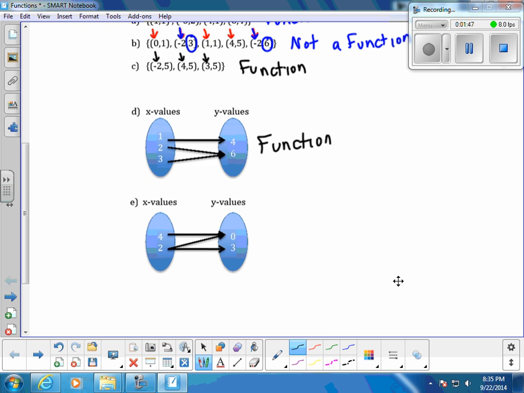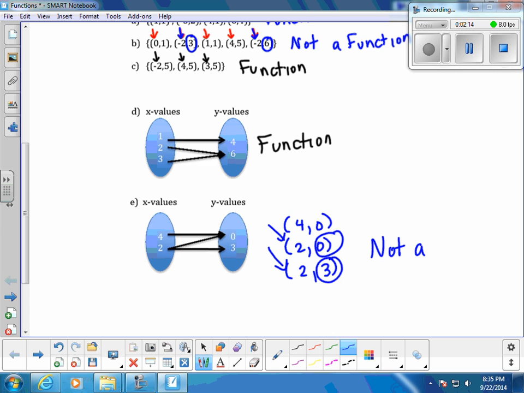Alright, let's look at E. The x of 4 is mapped to 0, and then 2 is mapped to 0, and 2 is also mapped to 3. This fails to be a function. If I wrote these as ordered pairs, 4 was mapped with 0, 2 was mapped with 0, and 2 was mapped with 3, we can see that the x value 2 is mapped with more than one value of y, so this is not a function.